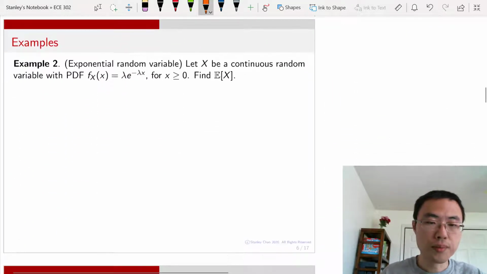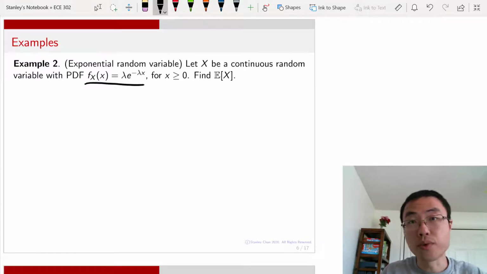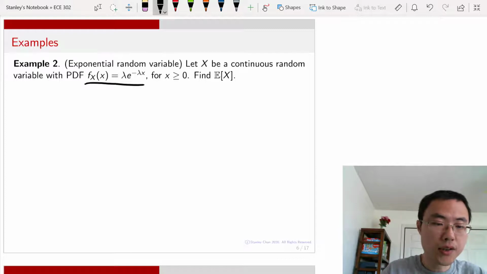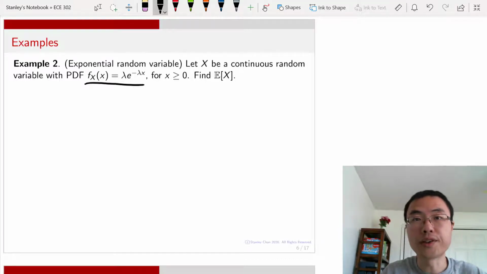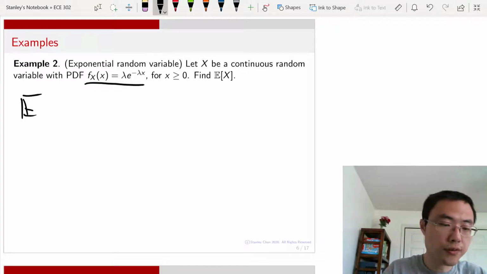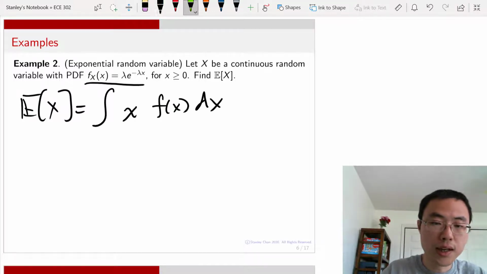Let's work on another problem. Here is the PDF of an exponential random variable. In this case, fx is equal to lambda times e to the power minus lambda x. The expectation of x is just the integration of x times fx dx. And in our case, this fx is lambda e minus lambda x. So we can plug it in.